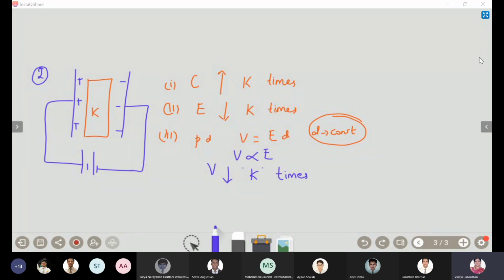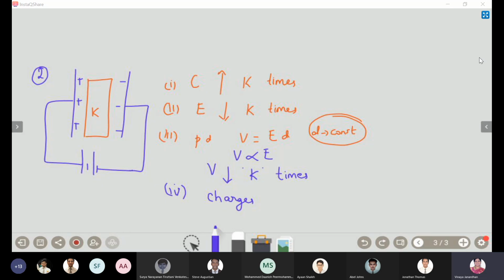Now look at this. How will charge remain a constant? If it is completely charged, will charge remain a constant? If C increases by K times, V decreases by K times, then charge should remain a constant. If it is not completely charged, then what is going to happen? The charges keep on increasing. So that has to be very clear over here, whether it is completely charged or in the mode of charging.